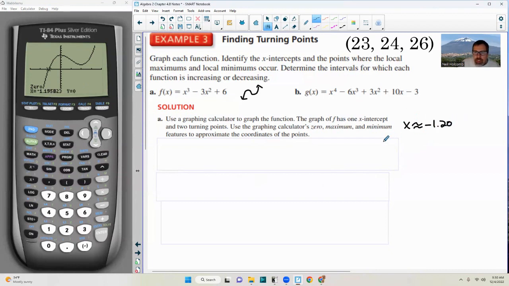1.20 is my approximate 0. It's actually 1.195823. All right. So the next thing I'm going to do is find the maximum and minimum, doing the same thing. So now I'm going to hit second, calculate. I want a maximum first, so I hit enter.